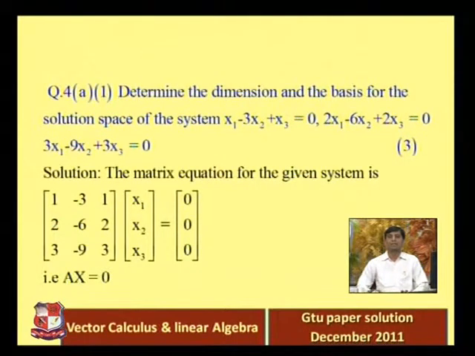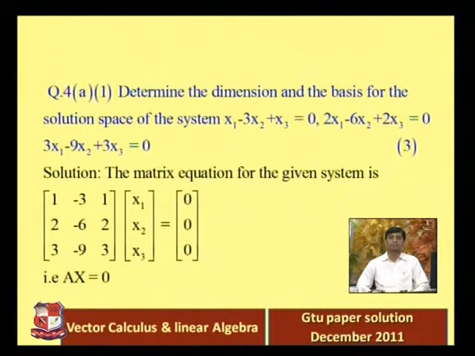Okay, so the matrix equation for the given system is Ax is equal to 0. So A is 1 minus 3 1, right? From the first equation, x1 minus 3x2 plus x3 is equal to 0, we have the first row 1 minus 3 1. The second row 2 minus 6 2 is coming from the second equation, 2x1 minus 6x2 plus 2x3 is equal to 0.